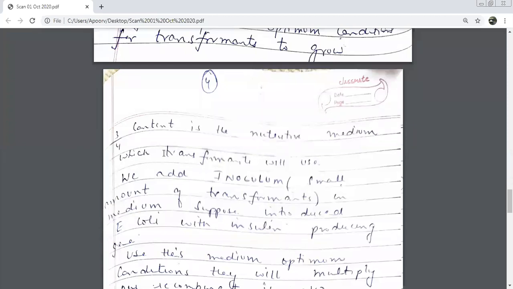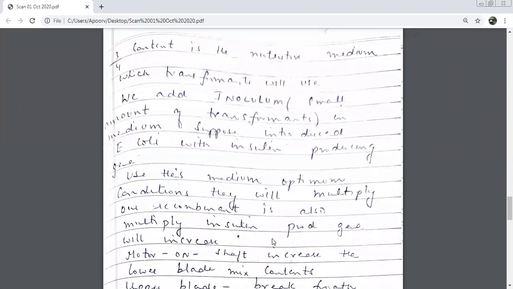So I have taken my bioreactor. I have filled 3/4 of the bioreactor with a nutritive medium. Then what is my inoculum over here? My inoculum is the E. coli transformant, which has which gene? Very important. Insulin producing gene. Now we already have a nutritive medium in the bioreactor. The optimum conditions are also there. So this E. coli will start multiplying. E. coli had this insulin producing gene, so if E. coli multiplies, obviously your insulin producing genes will also increase.